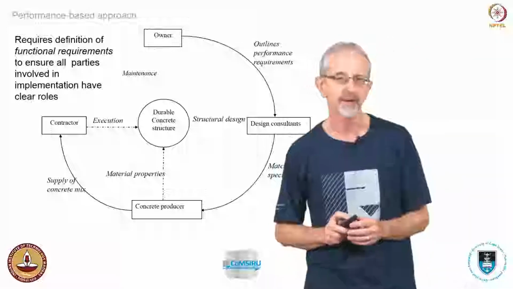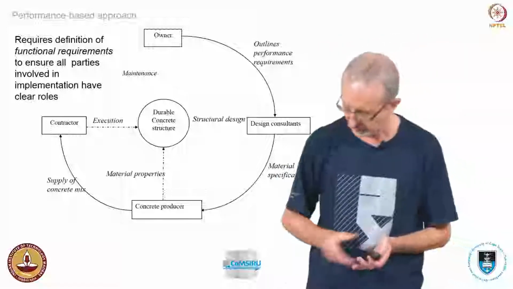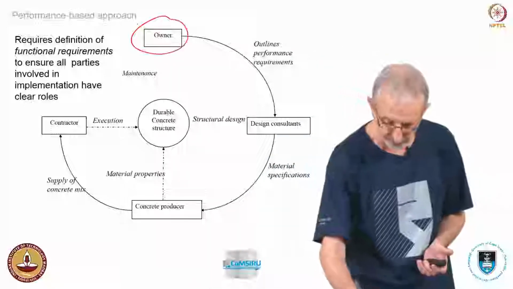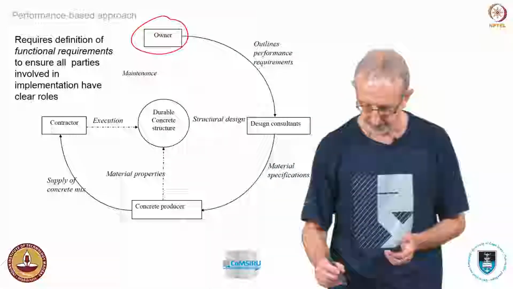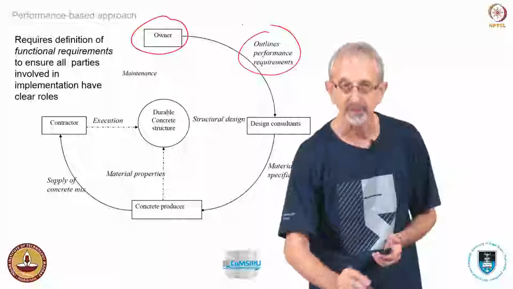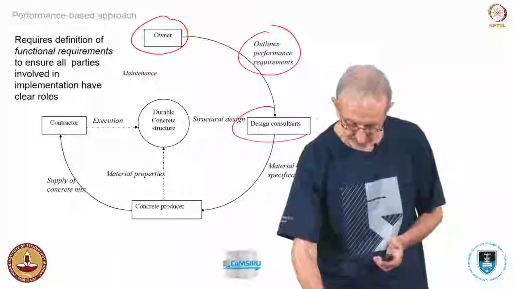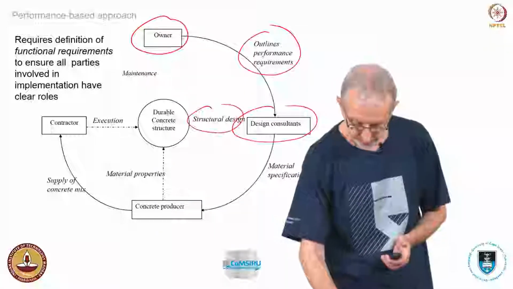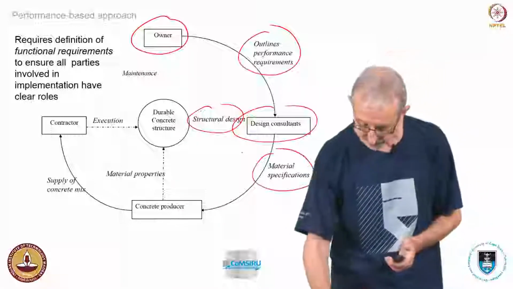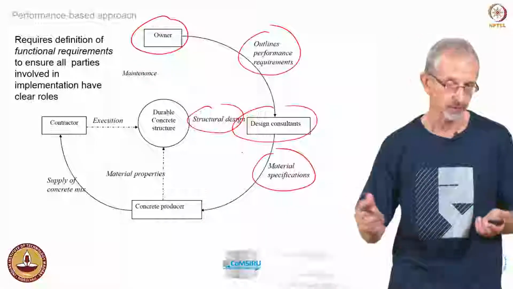And here's another diagram maybe also to help us understand it. Here we have a whole lot of different people involved. We have the owner of the structure who has to outline the performance requirements. Then we have the engineer or the design consultants. They work with the structural design. Of course, they produce the specifications, which we're talking about.